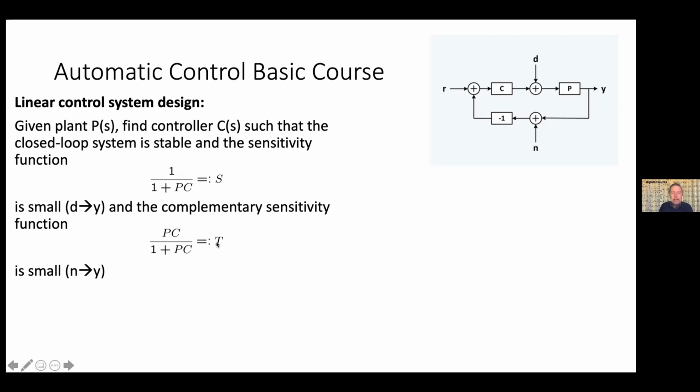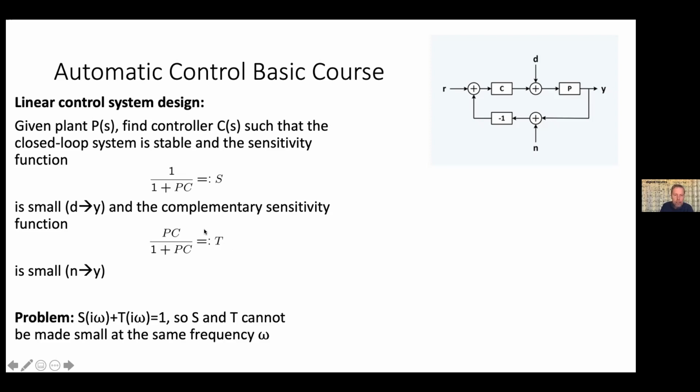What would we like them to behave like? As you see up here, the sensitivity function is how the disturbance D enters Y. So we would like that to be small so that the output of the system is not affected by disturbance. And similarly, the complementary sensitivity function is the transfer function from noise, measurement noise, to the output. So we want that also to be small. But now, as you see, if we take S plus T here, it will be (1 plus PC) over (1 plus PC), so it's equal to 1.